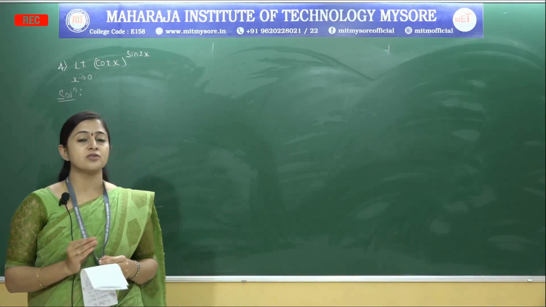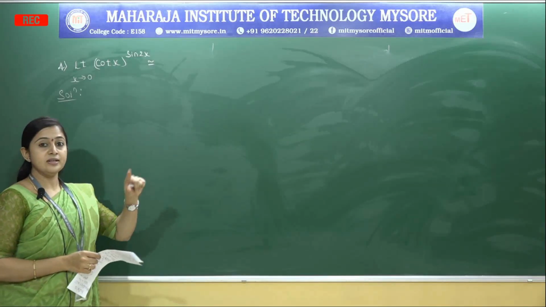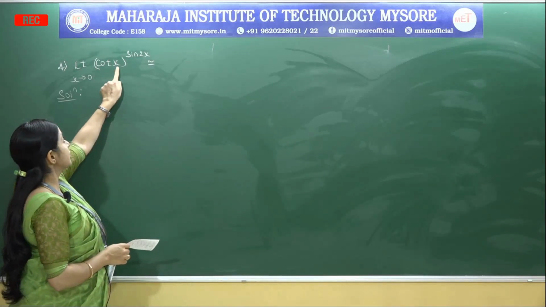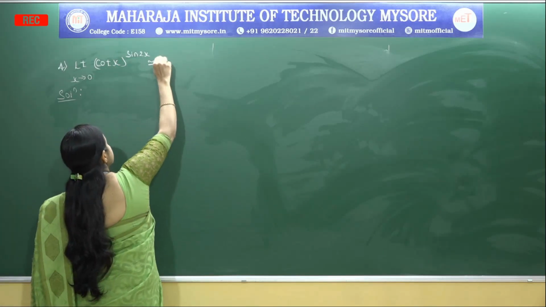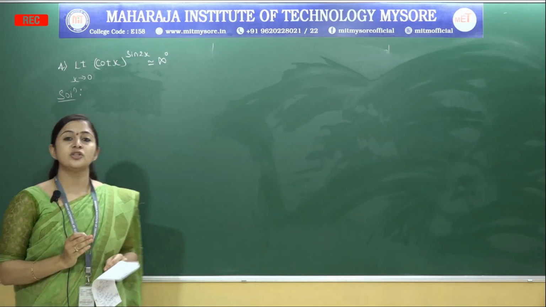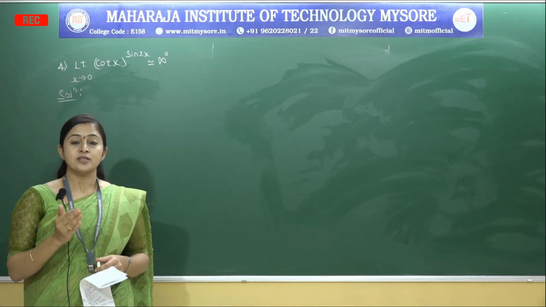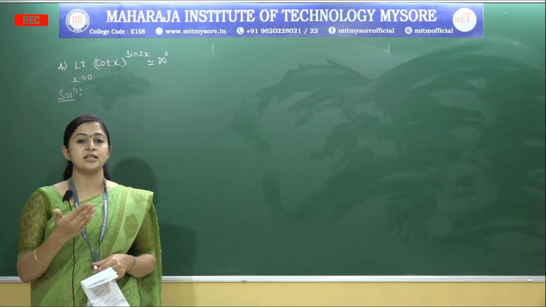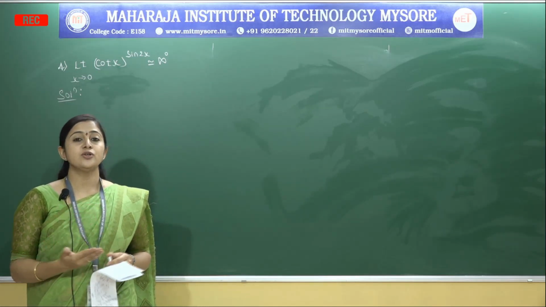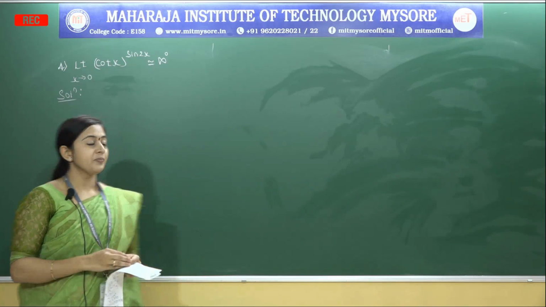Limit of cot x with the power sin 2x, both are trigonometric terms. So apply the limit as x tends to 0. Cot 0 is infinity, so you will get infinity. Sin 0 is 0. So the given indeterminate form is infinity power 0. First, as usual, you take the given term as y, take the log on both sides, then apply the limit, then convert into standard indeterminate form, then you will get the answer.